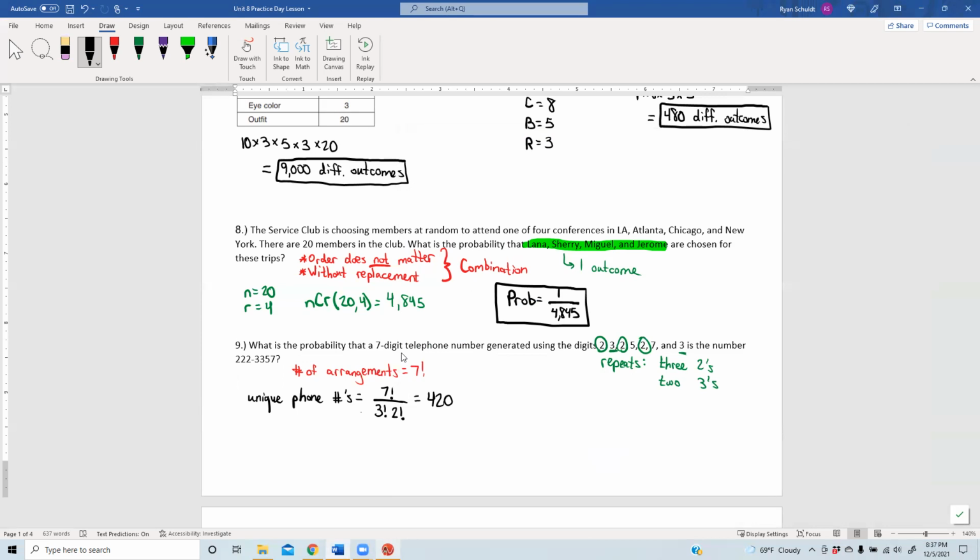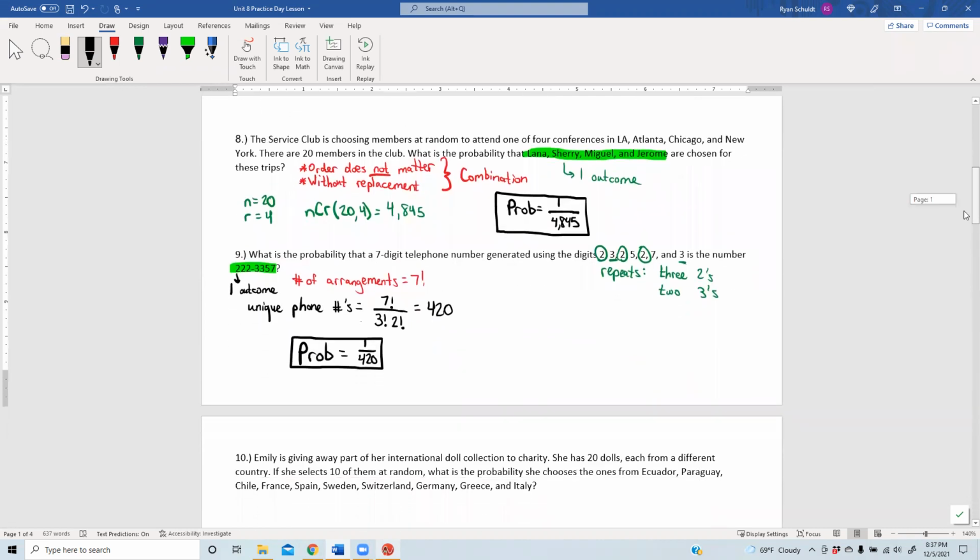Now, it's not asking for how many unique phone numbers. It's saying what's the probability that we get this exact phone number. This is one outcome. So the probability would be 1 over 420. So that one you had to kind of think a little bit. We had some repeats.